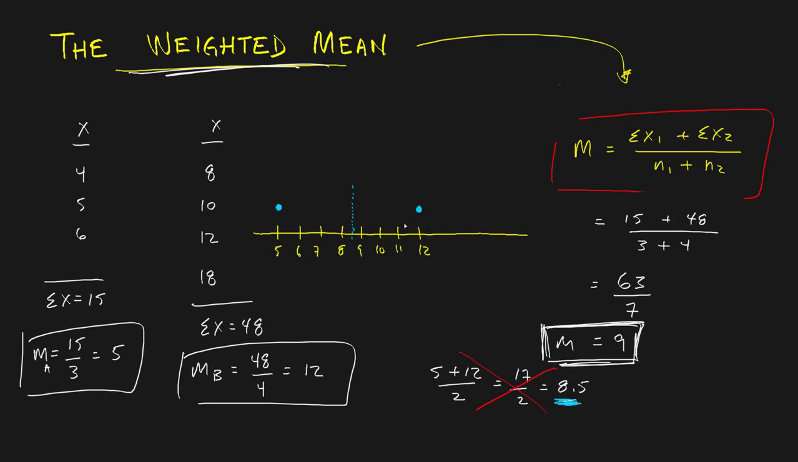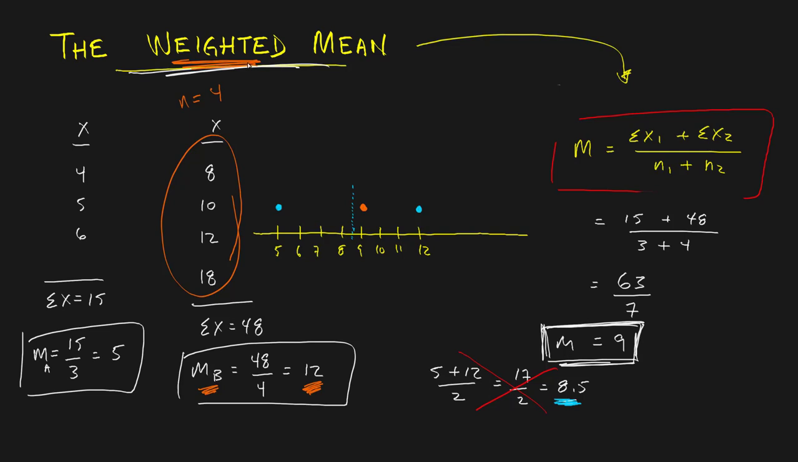But when I combine my two groups, the new mean ends up being 9. So the new mean ends up being right here. Why is it closer to the 12 instead of being right in between the two of them, right at this dashed line here? The new mean is closer to the 12 because the 12 was the average for group B, and group B had 4 people. It had more weight.